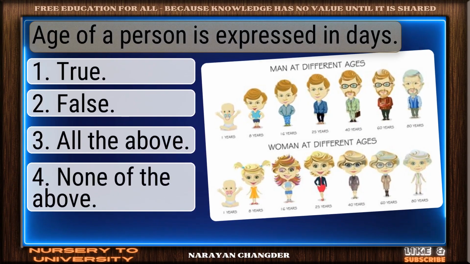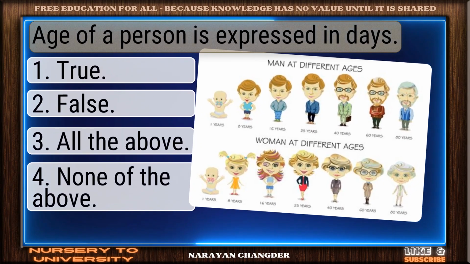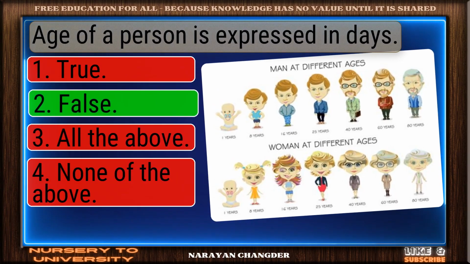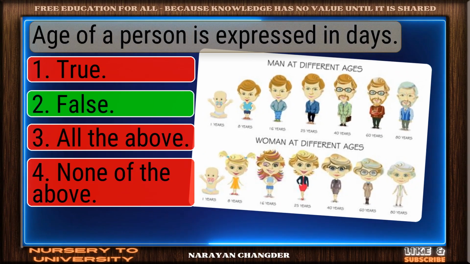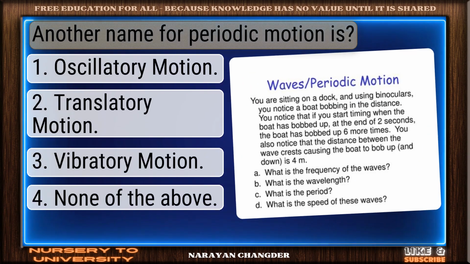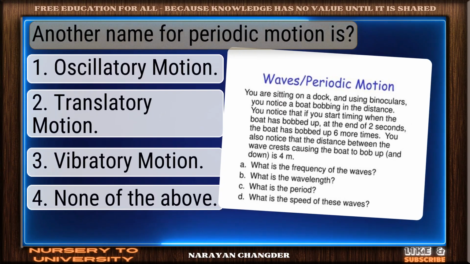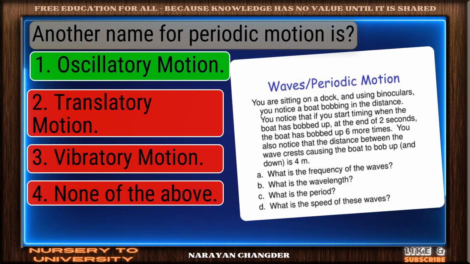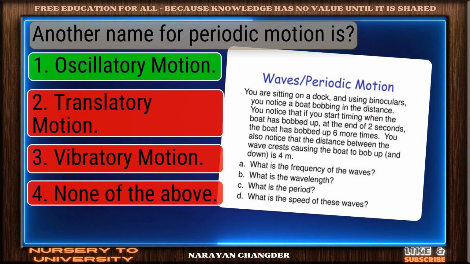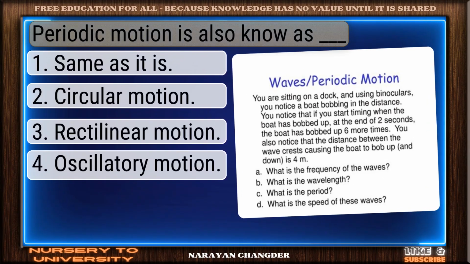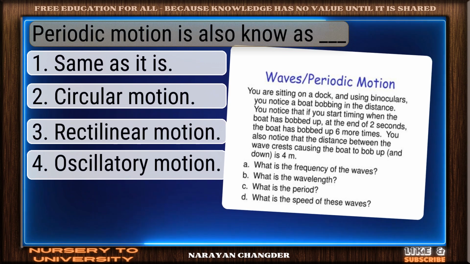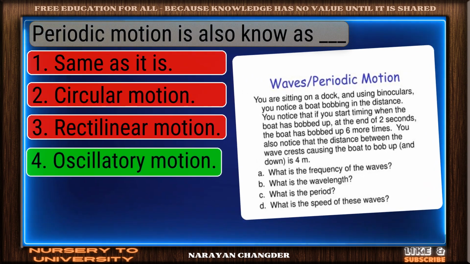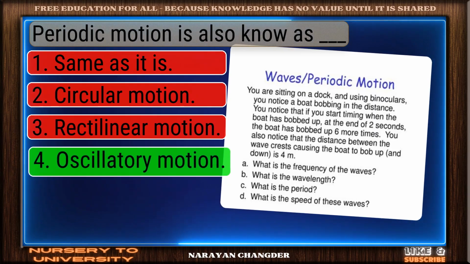Question number 128. Age of a person is expressed in days. Well reasoned. False is the correct choice. Question number 129. Another name for periodic motion is. Right again. Oscillatory motion is a valid answer. Question number 130. Periodic motion is also known as dash. Solid response. Oscillatory motion is a valid choice.